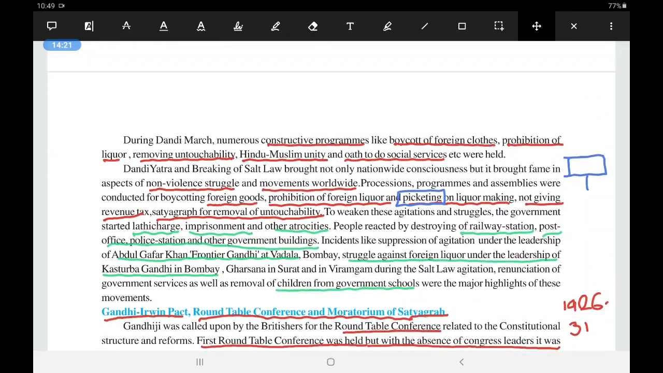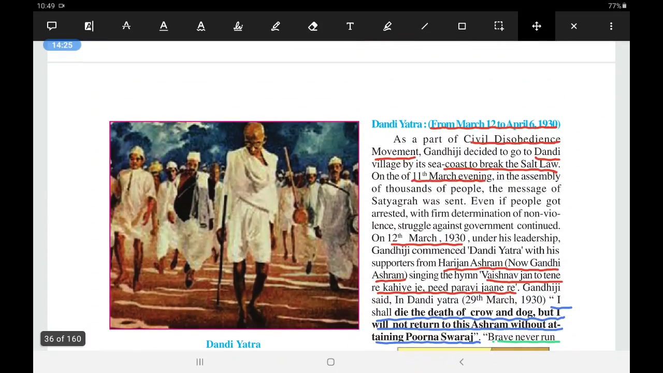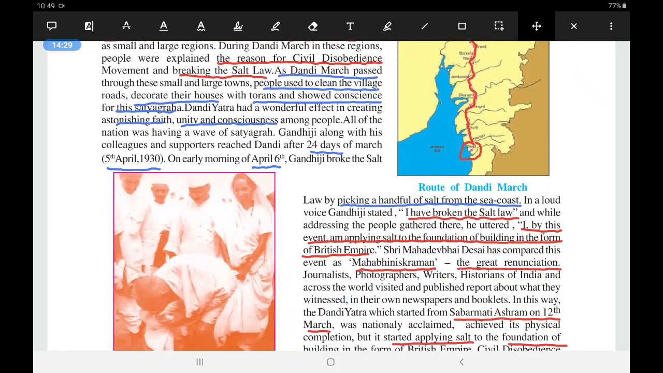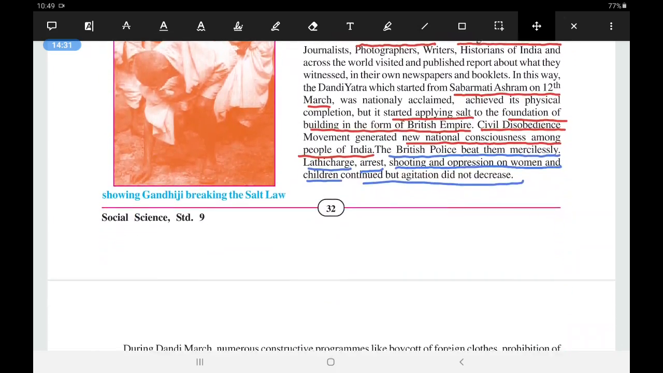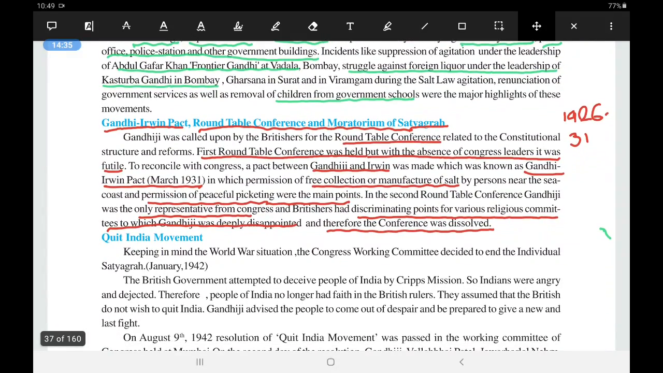In this lecture, we saw two main topics, that was the Dandi Yatra. We also saw the constructive things that happened during the Dandi Yatra and the Gandhi-Irwin Pact and Round Table Conference.